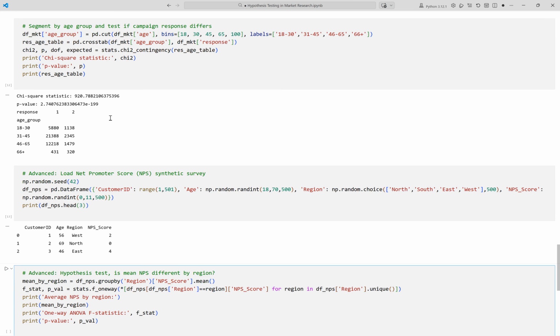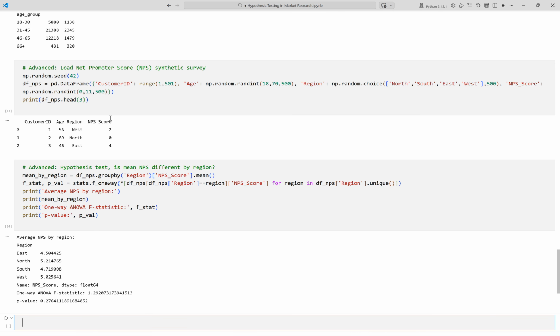Running the cell now. This output shows the average Net Promoter Score (NPS) for each region, revealing slight differences in customer satisfaction across East, North, South, and West groups. The one-way ANOVA test results, an F statistic of about 1.29 and a p-value greater than 0.05, indicate these differences are not statistically significant, meaning we don't have strong evidence that region affects NPS in this sample. This highlights the importance of formal hypothesis testing to confirm whether observed group differences reflect real patterns or just natural data variability. Practice: how would you summarize these findings for regional business leaders?